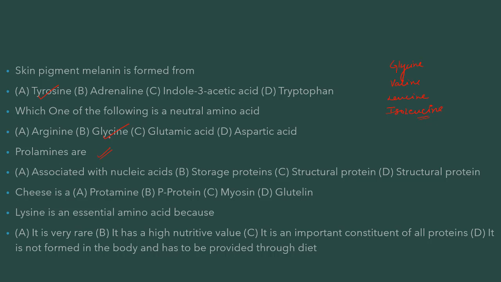Prolamines are associated with nucleic acids. They are storage proteins, structural proteins. C and D options are the same. Prolamines, along with albumins and globulins, are storage proteins. They act as reservoir storage proteins.